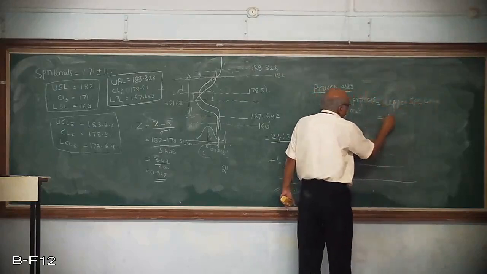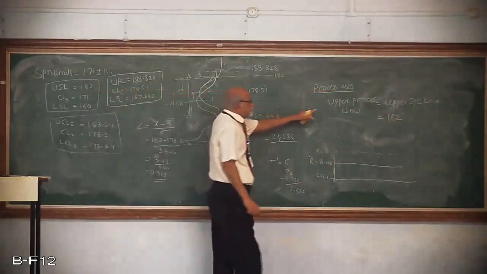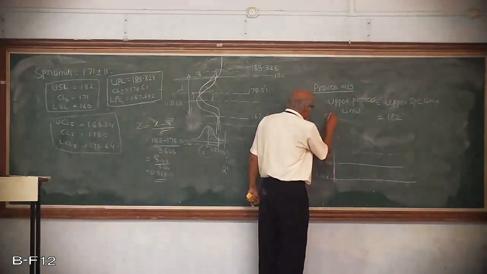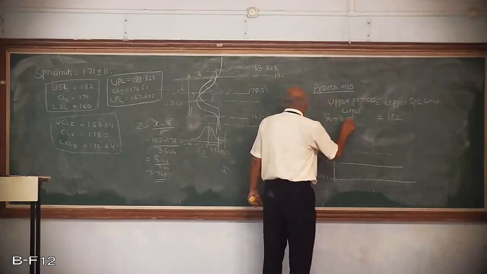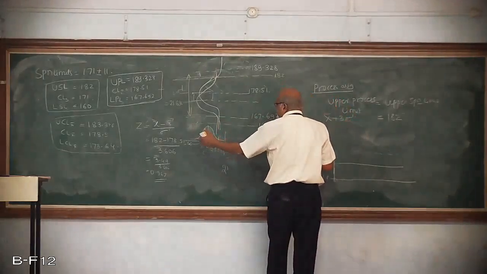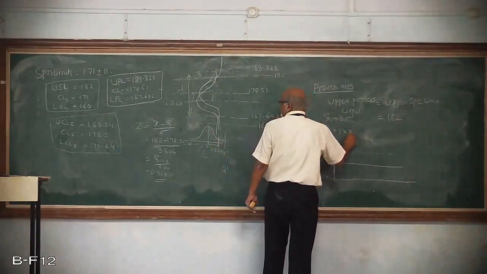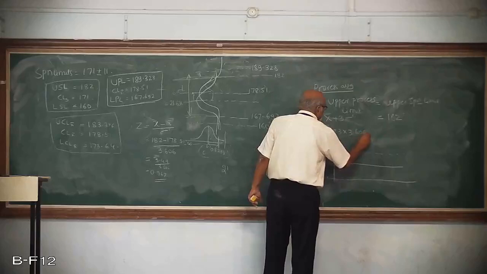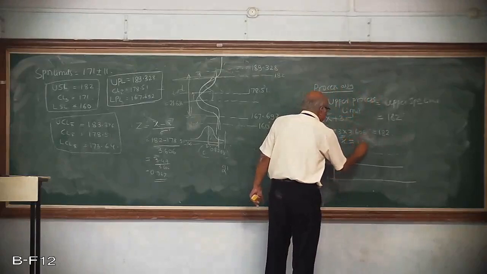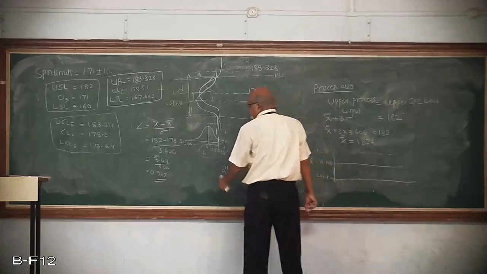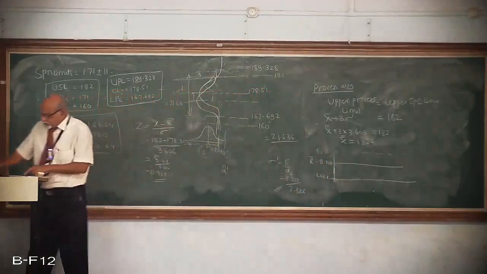What is the upper specification limit? Upper specification limit is 182. Okay. So now what is the upper process limit? Upper process limit is x bar prime or x double bar plus 3 sigma prime. And this sigma prime cannot be changed. That sigma prime is going to be 3.606. That means x double bar plus 3 into 3.606 is equal to 182, or x double bar is equal to 182 minus this much.